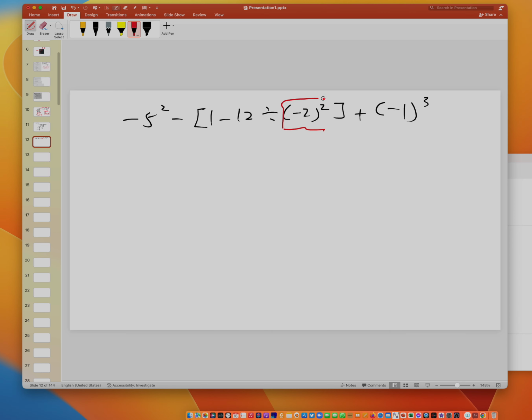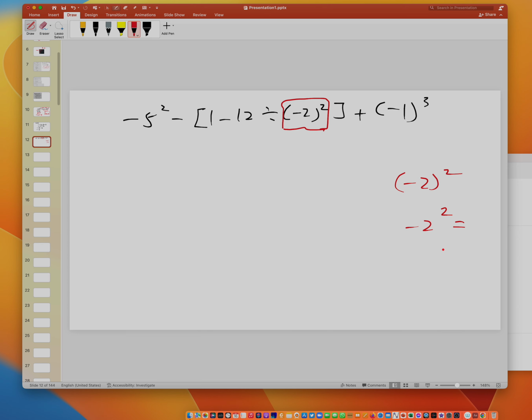So what do you get for this? 4. Yep, it's 4. Why not -4? Because squared. No, it's not because of square. Why not -4? Bracket. Yes. It's because of the bracket. It's not because of square.